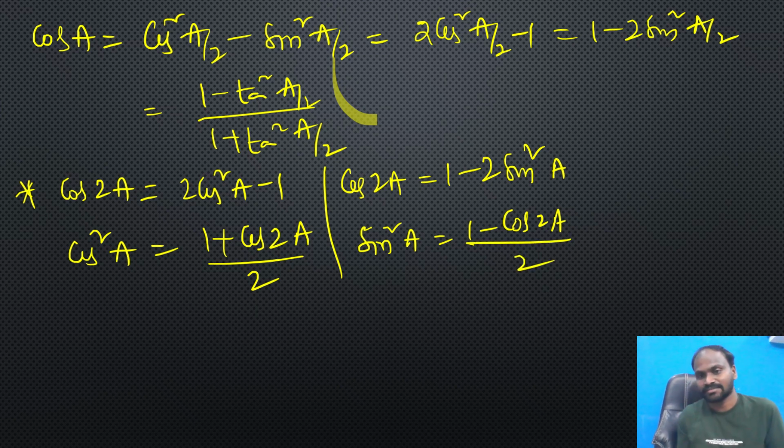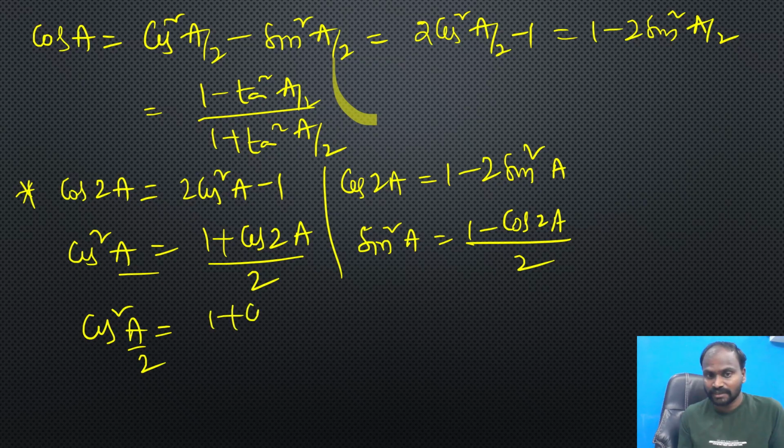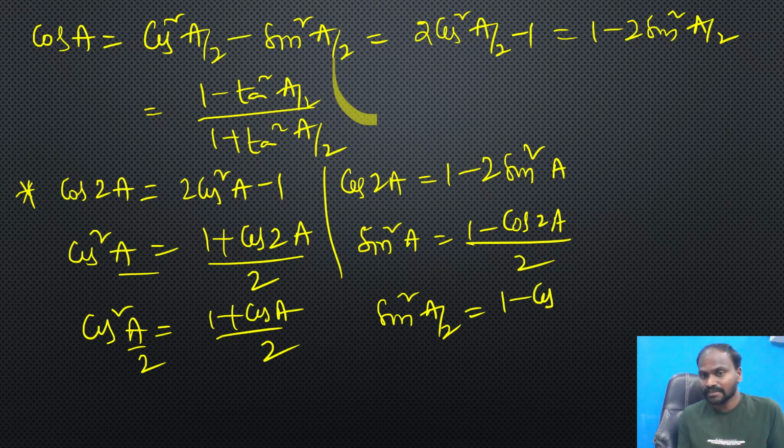Very important formulas. The questions will use these formulas a lot. For example, if you write the formula for cos square A by 2, it becomes 1 plus cos A by 2. And if you write the formula for sine square A by 2, it will be 1 minus cos A by 2. And if you move the square to the other side, it will be under root like this.